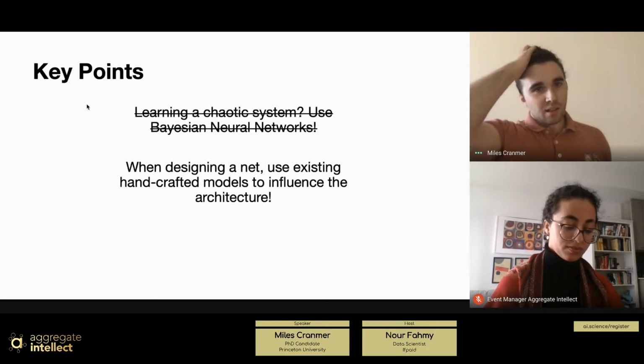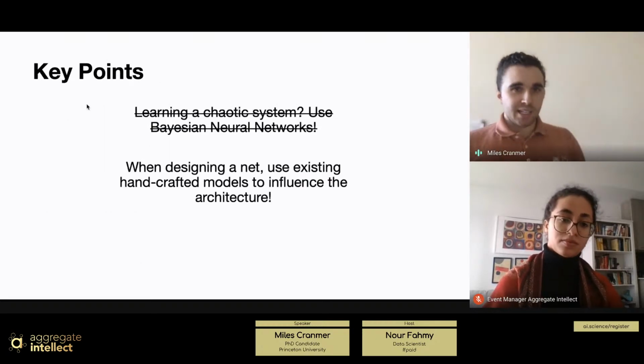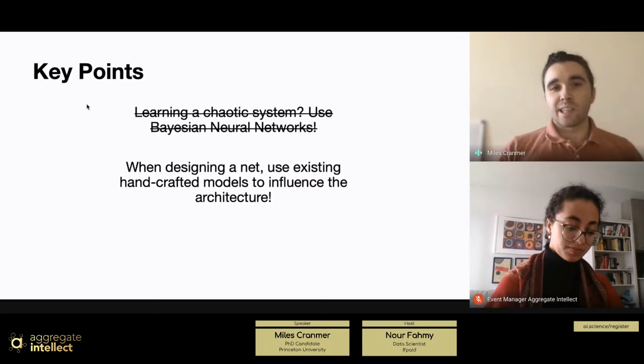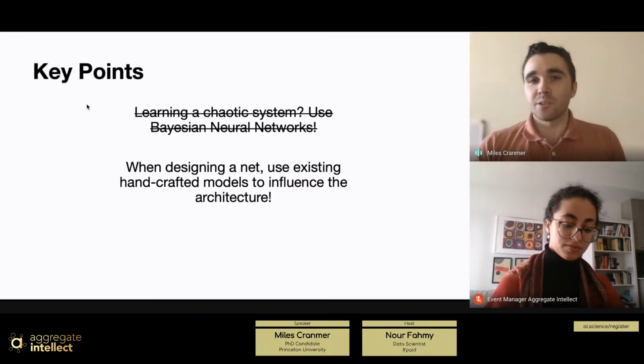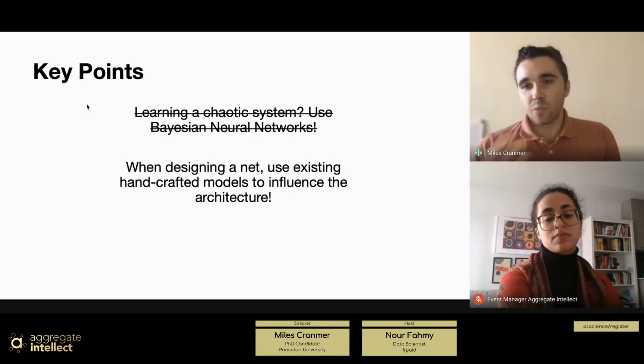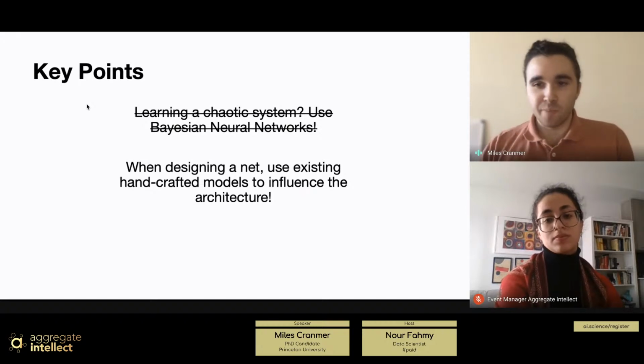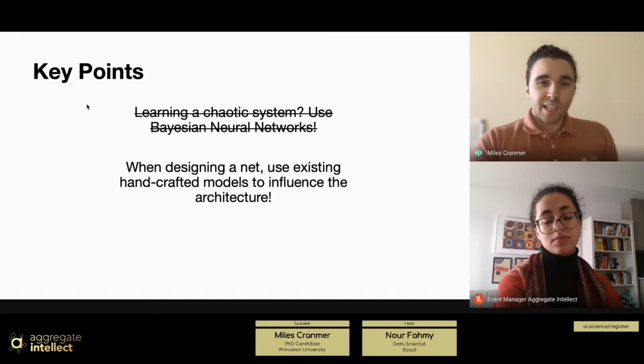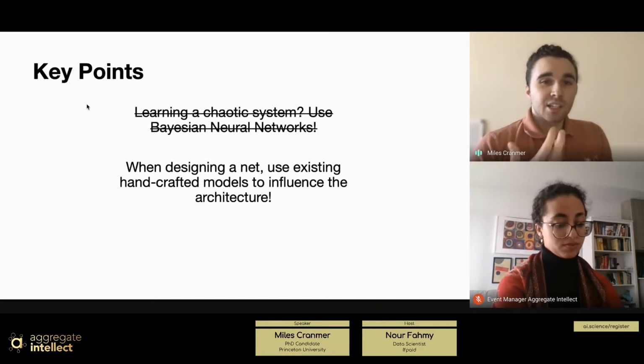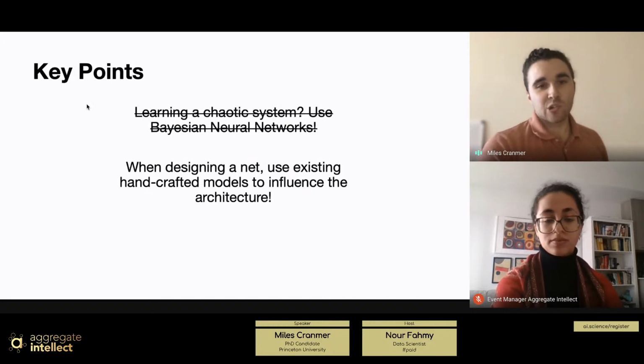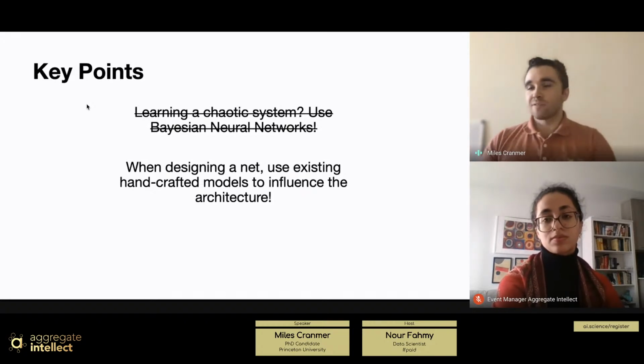So that's the first key point: if you're working with a chaotic system, you really want to use Bayesian neural networks. Or if you want to know the uncertainty of your model, you should use Bayesian neural networks. The second key point is that when designing a neural network, you should use an existing handcrafted model to influence the architecture.